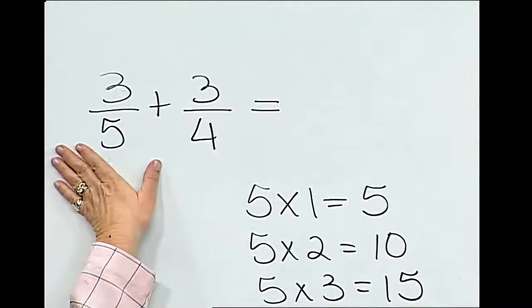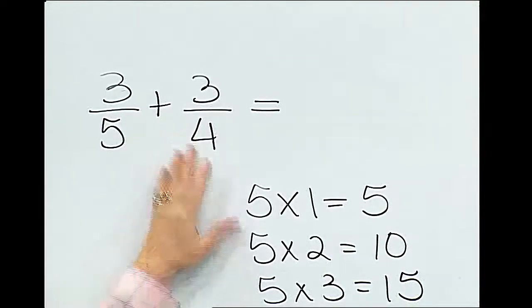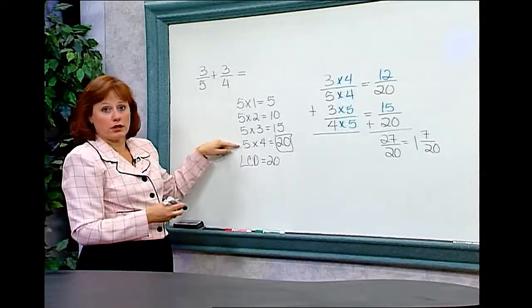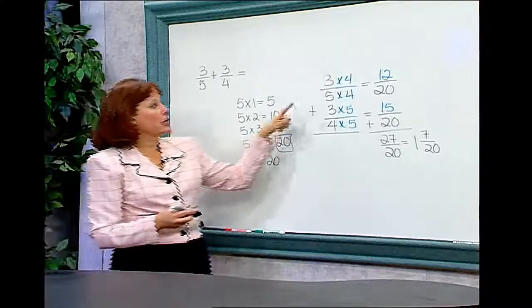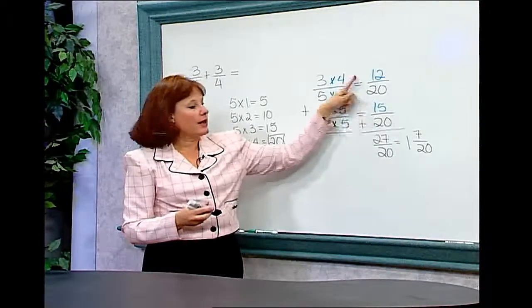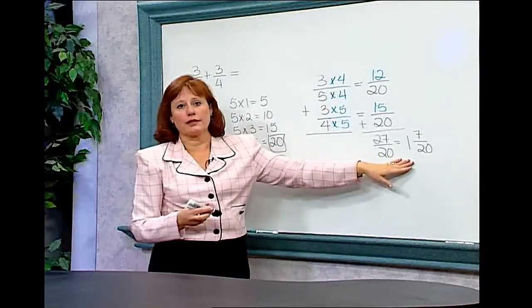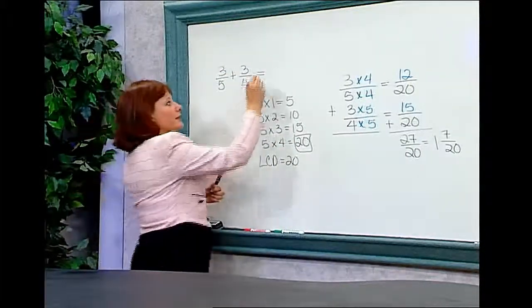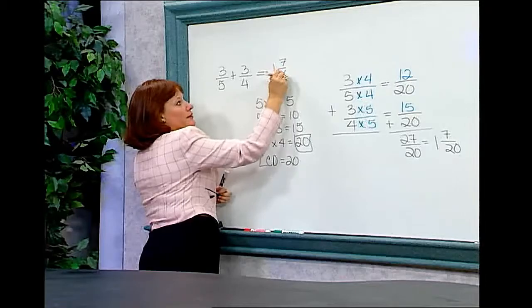So I started with the problem 3/5 plus 3/4. I found the least common denominator by looking at the multiples of the largest denominator. I changed my problem to equivalent fractions with a common denominator of 20. I added them and I got the answer 1 and 7/20. So 3/5 plus 3/4 is 1 and 7/20.